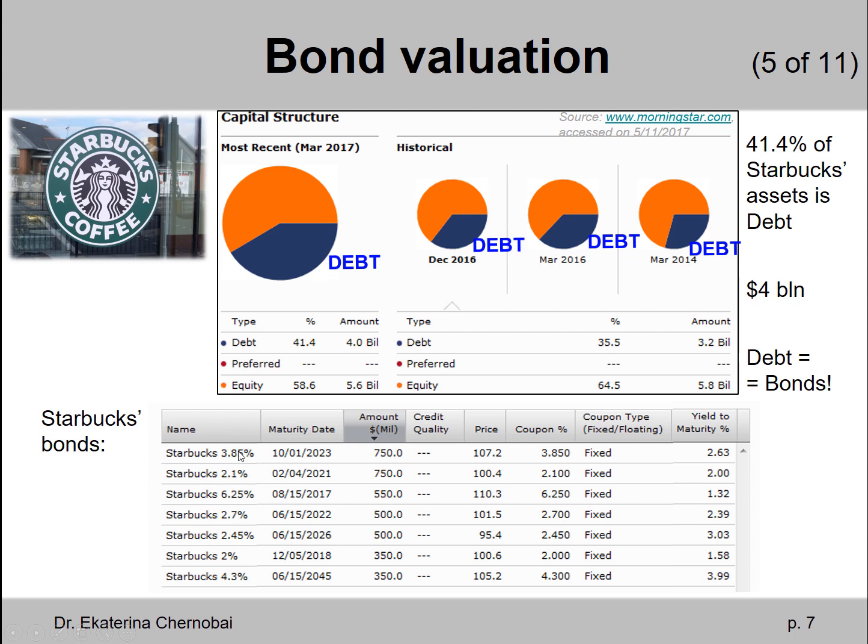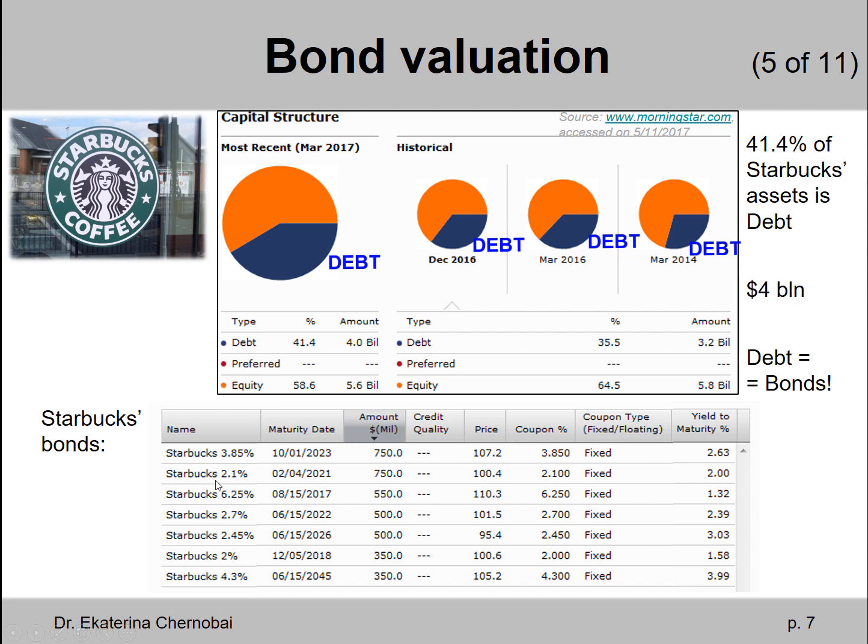For example, the percentage here, 3.85%, is the coupon rate, right? It's also repeated in the coupon percentage column, 3.85%. The second row shows a 2.1% coupon rate, right? So you would take this percentage and multiply by the $1,000 face value. That would give you the coupon amount paid every year. Then maturity date, another column. For example, the first type of bonds matures on October 1st, 2023. This means that this is when the very last payment will be made by Starbucks to the bondholders.